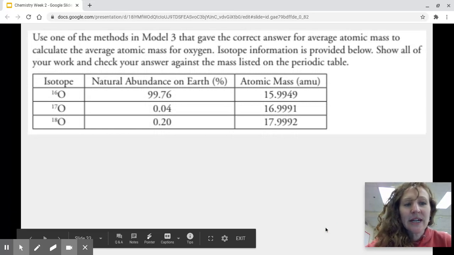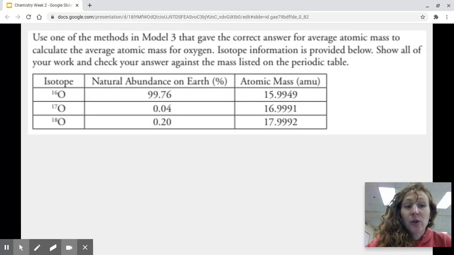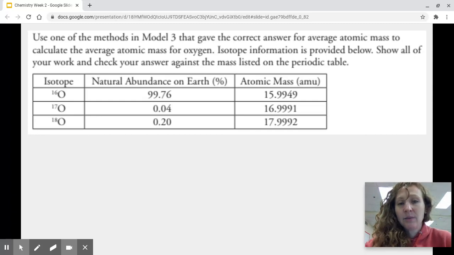Okay, here we go. So you're going to use one of the methods in Model 3 that gave the correct answer for average atomic mass to calculate average atomic mass for oxygen. Isotope information is provided below. Show all of your work and check your answer against the mass listed on the periodic table. This would be a great time to pause the video and see what you get.